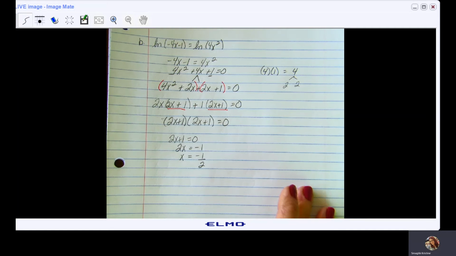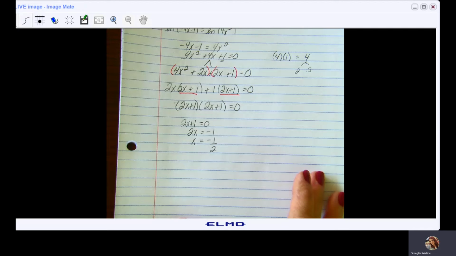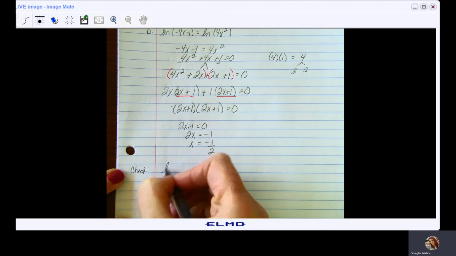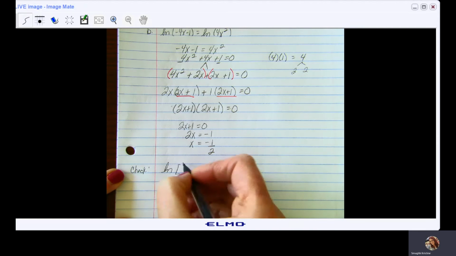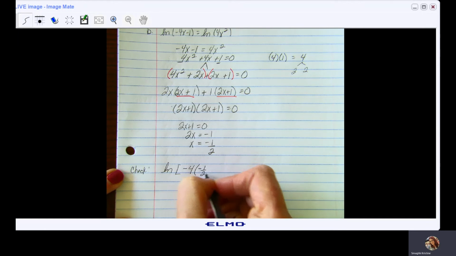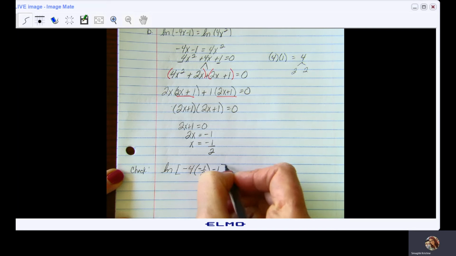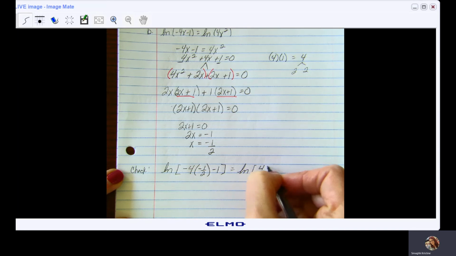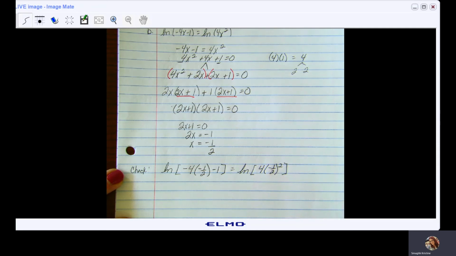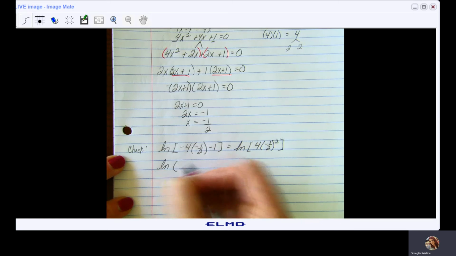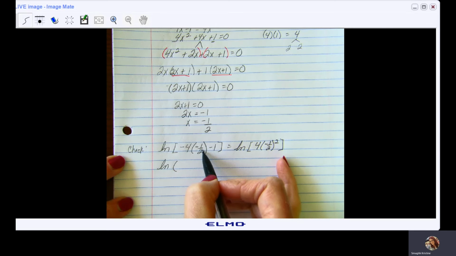And so now let's go ahead and check. I only have one solution to check. Let's see if this is good. So check. The natural log of, we have a negative 4 times negative 1/2 minus 1 equals the natural log of 4 times negative 1/2 squared. Now let's clean it up. Negative times a negative is going to be positive to begin with.